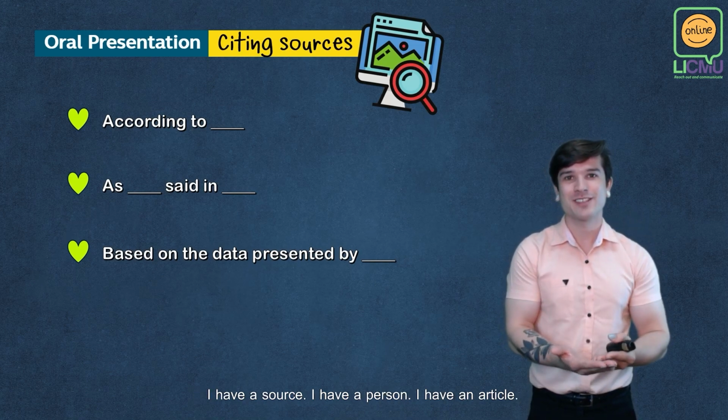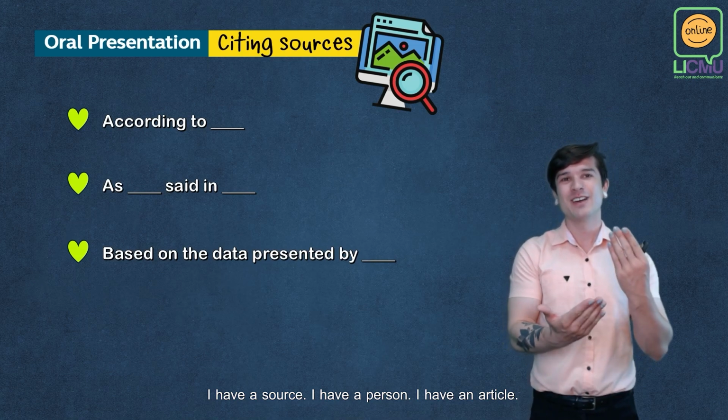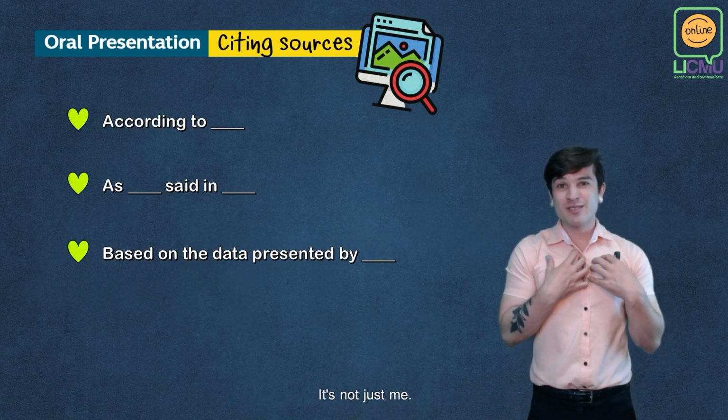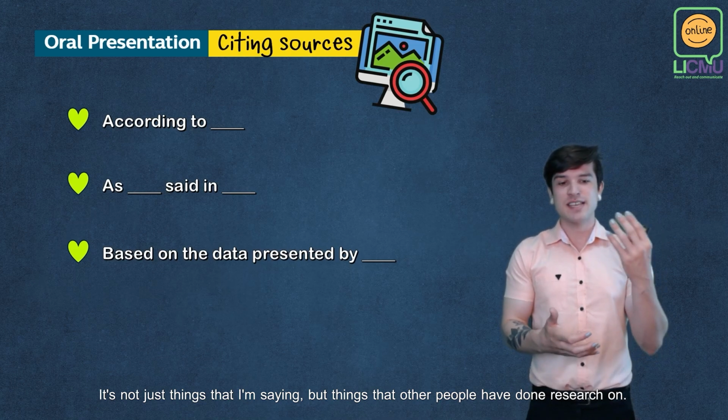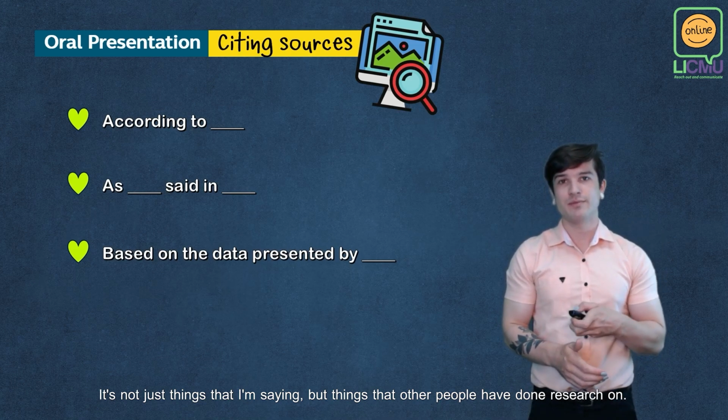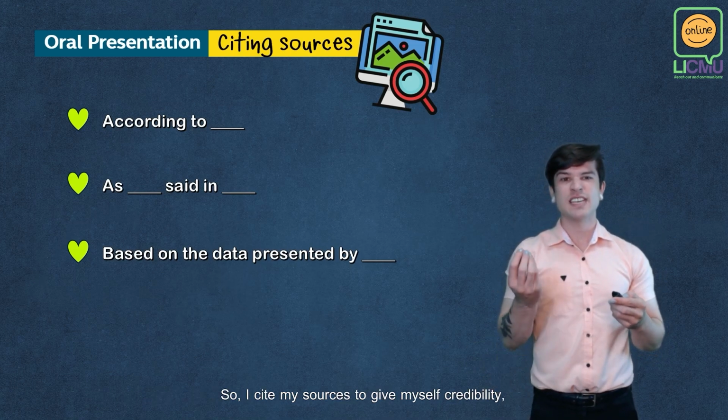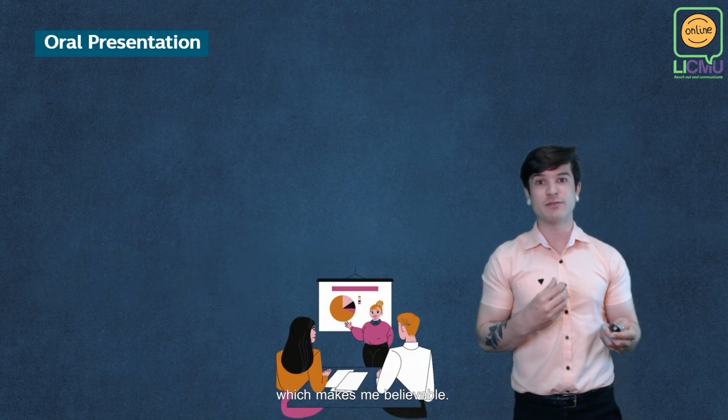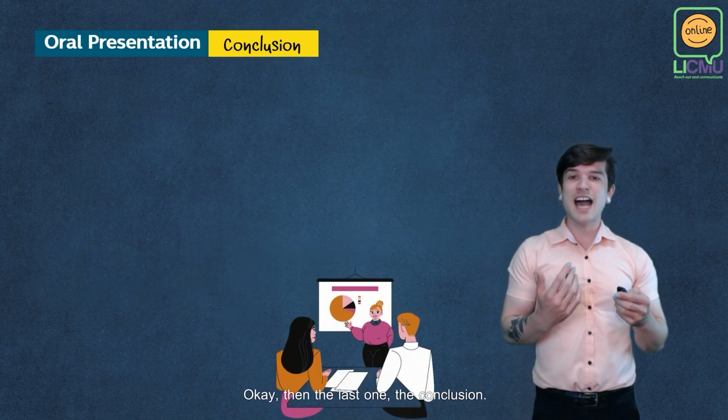I have a source, I have a person, I have an article. It's not just me, it's not just things that I'm saying, but it's things that other people have done research on. So I cite my sources to give myself credibility. It makes me believable. Okay, and then the last one, the conclusion.